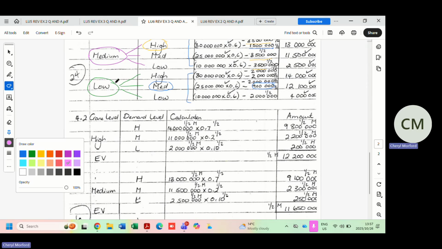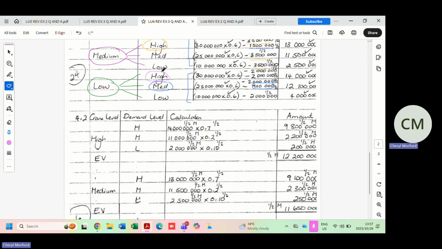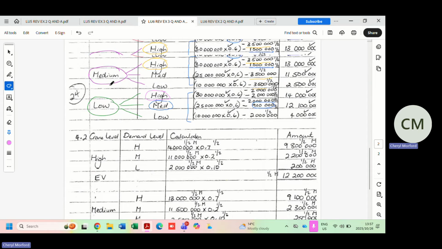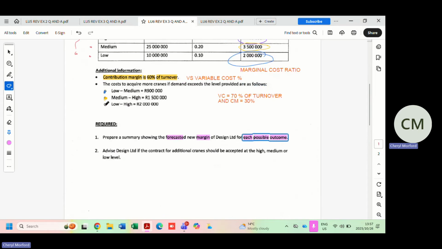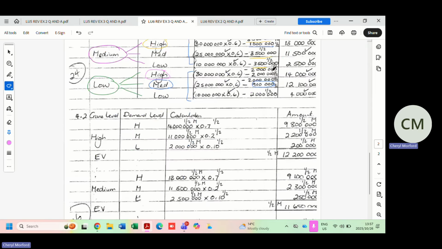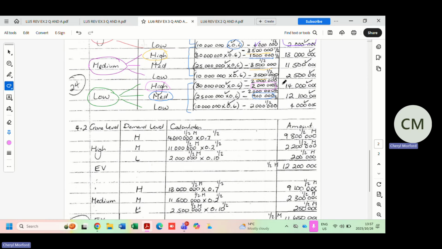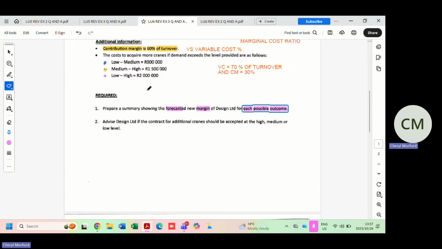In the case of it being high sales, we definitely are not going to be able to cope with the small machine. So we must find the additional cost associated with low to high. And there it is. Low to high is a further 2 million. So that's why here we have a double deduction of 2 million. One is the advanced higher cost. The other one is the additional penalty. So we're going to go then and calculate the final set of three values. And that will be the answer to part 1.